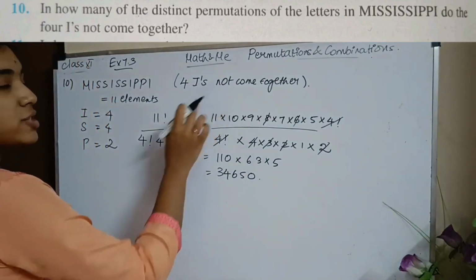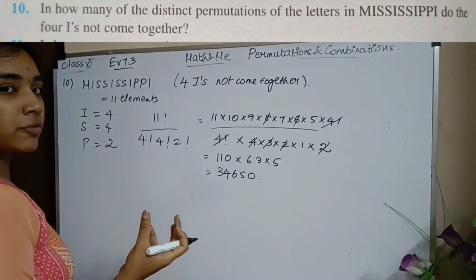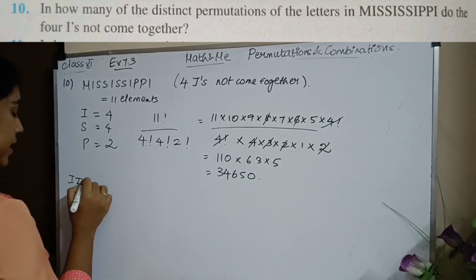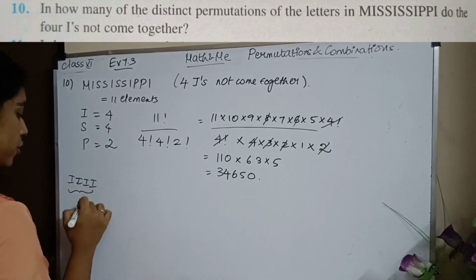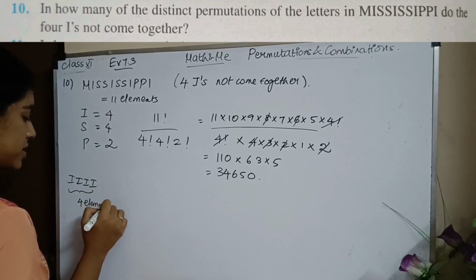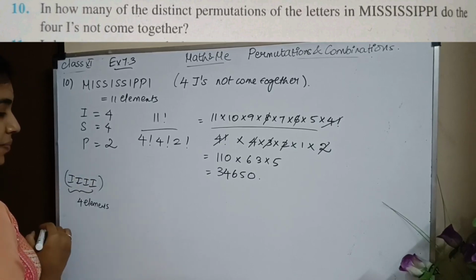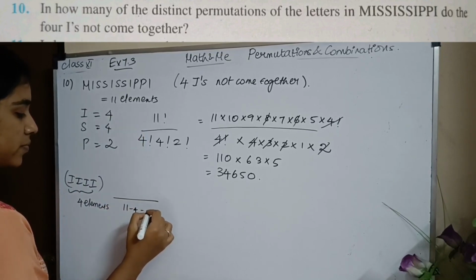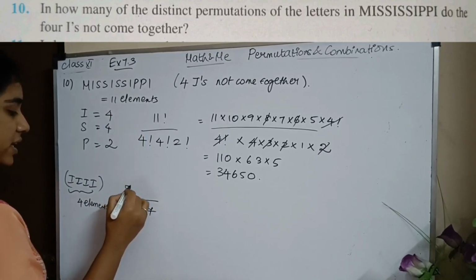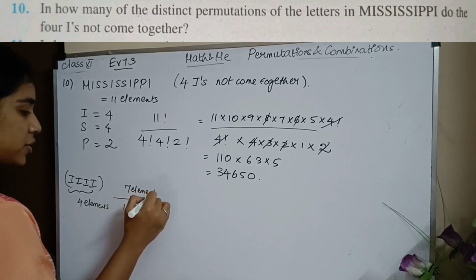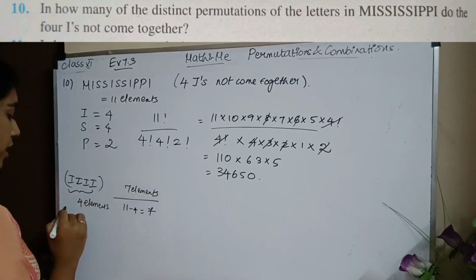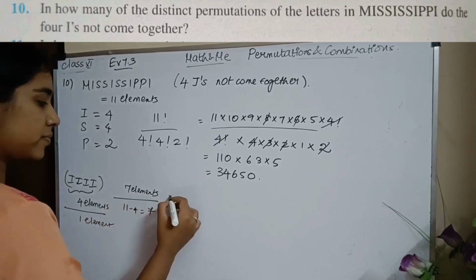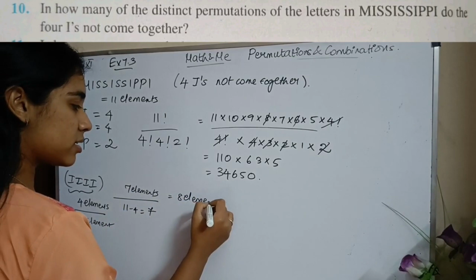Now if the 4 I's don't come together, what will happen when the 4 I's come together? I have 11 elements. I have 4 elements which I am going to consider as one single element. And how many elements are remaining? 11 minus 4 is 7. So I have 7 elements here. So in total, how many elements do I have? 4 elements considered as one single element, so 7 plus 1, 8 elements.